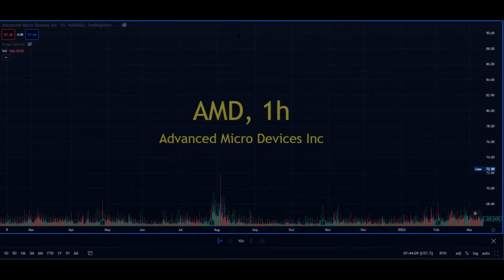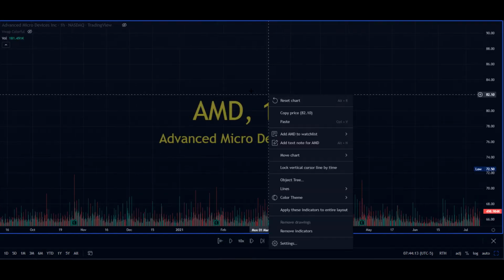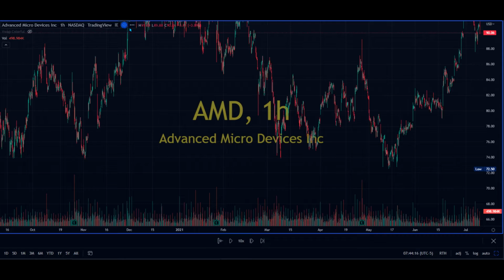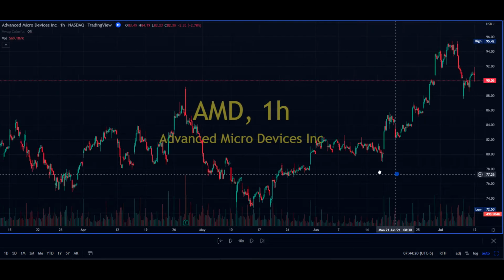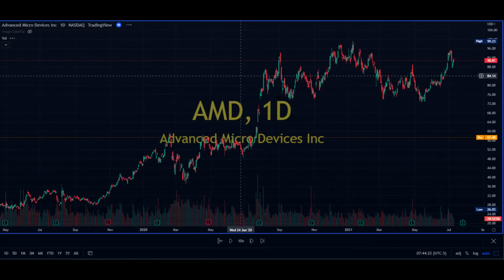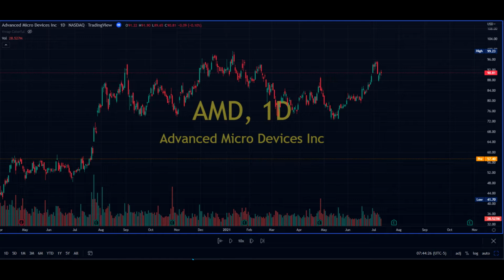Let's replay AMD from June or July, whatever. Let's turn it on now. Reset. Let's see what it's doing on the hourly chart. Let's go to the daily first. Okay, what's the daily doing up here? Can we draw any trend lines here?